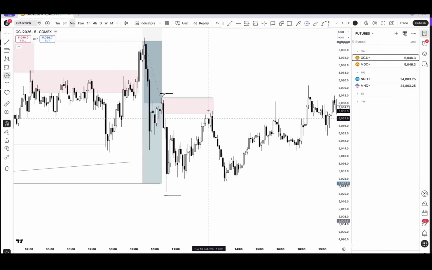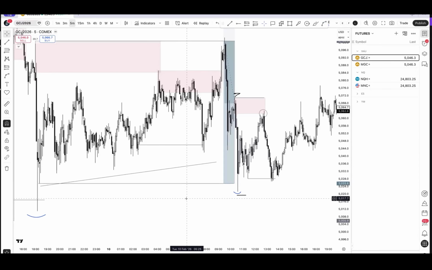Remember, we want to see price respect the inducement high and move away. Move away, why? Move away being what? Taking out the low, sorry. Taking out the low, and what do we have below? LB. Now, here's where it could get conflicting.